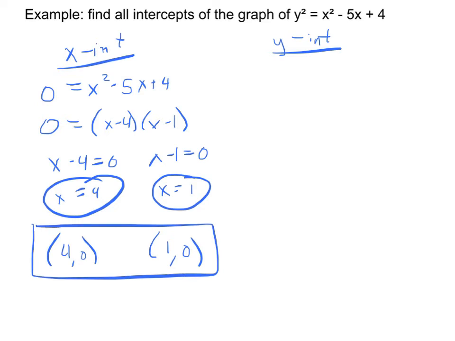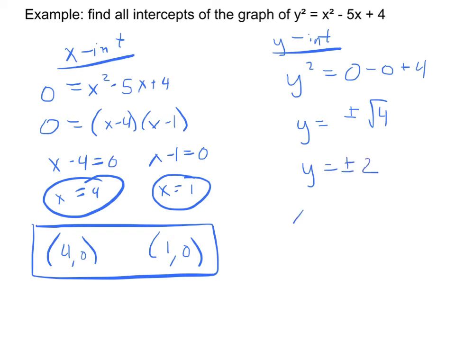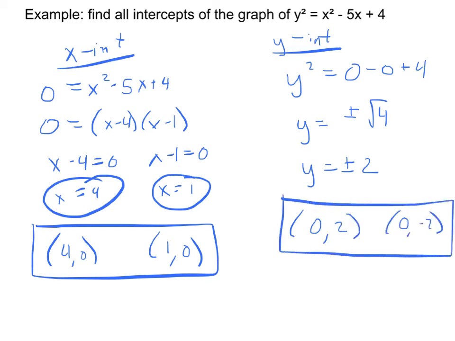So next we'll move on and look at the y-intercept. To find the y-intercepts, we're supposed to set x equal to 0. So in that case, we'll end up with y squared equals 0 minus 0 plus 4. In other words, y squared is 4. I can then take the square root of both sides and end up with plus or minus the square root of 4, which gives me plus or minus 2. So that means that the y-intercepts here are (0, 2) and (0, negative 2). And those are our intercepts.